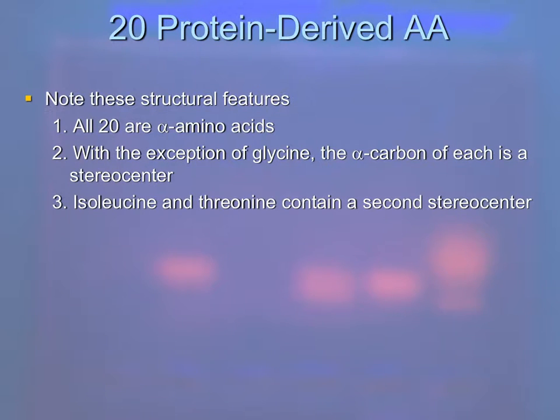So all 20 are alpha amino acids. We've already discussed that. All of them have a chiral carbon, except for glycine, and once again, isoleucine and threonine have two chiral centers, two chiral carbons. So it increases the different conformations that they can possibly have in different enantiomers.